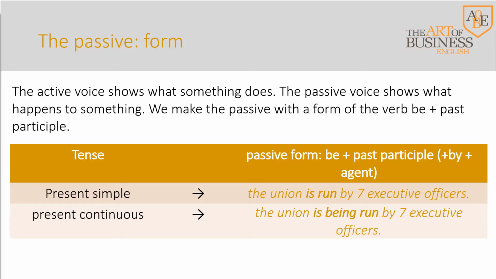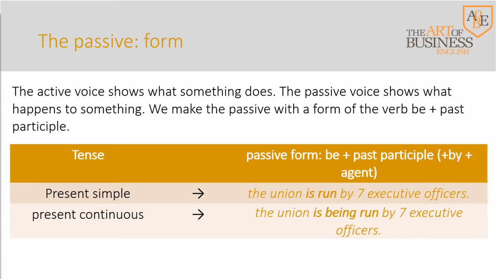Now, if I give you an example of the tenses, let's start with the present simple. In the present simple, we would say in the passive, the union is run by 7 executive officers. Here we're really focusing on the union and not the actual people who run it. We want to put the focus more on the union as opposed to each individual member of that union. So we say the union is run.